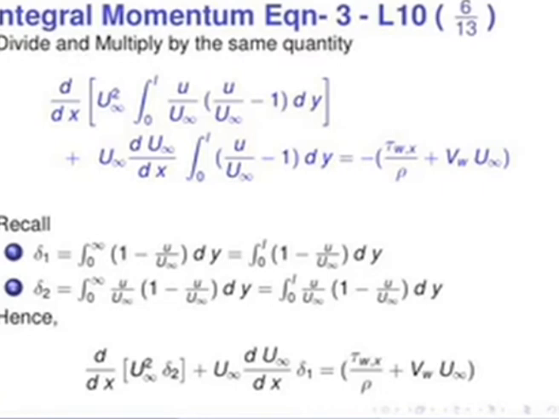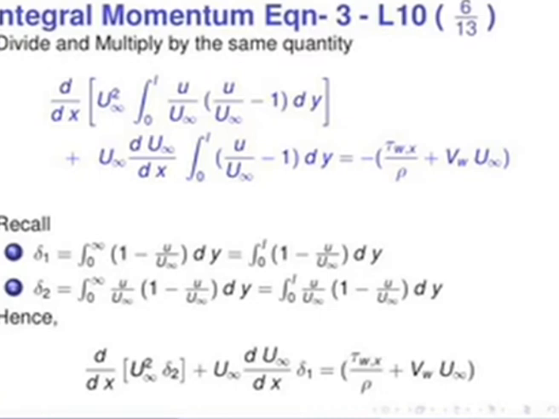But recall that this integral is nothing but our minus delta 2 or the momentum thickness, and this term is nothing but minus delta 1 or the displacement thickness, and therefore, this term will become minus d by dx u infinity square delta 2. This term will become minus u infinity du infinity by dx into delta 1. So, cancelling the minus sign which appears in each term, we would have the equation which looks like this: d by dx u infinity square delta 2 plus u infinity du infinity by dx delta 1 equal to the shear stress term and the suction and blowing term.